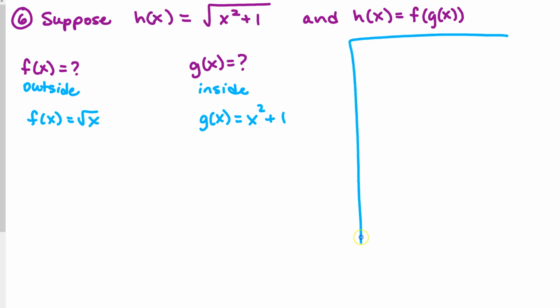Or if you want to go with a more creative choice, you could say that g is x squared, and f is the square root of x plus 1, because you're going to stick that x squared in the position of x. So you have many possibilities.